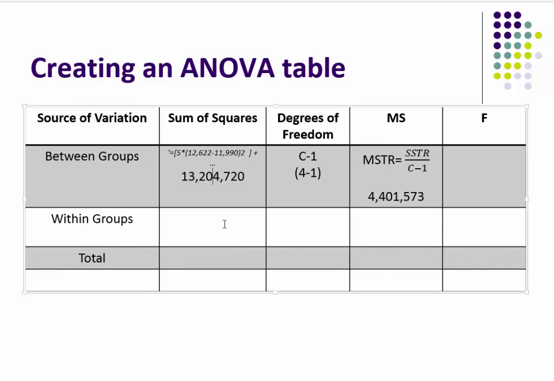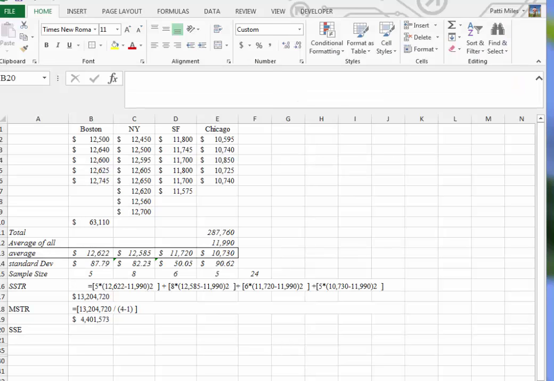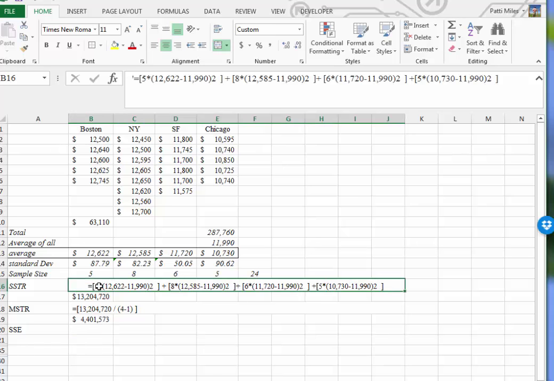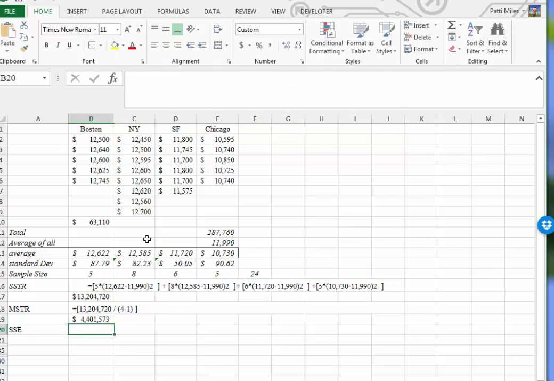So we'll go back over to our spreadsheet and we'll calculate the numbers, and then we'll bring them in here so you can kind of see where they came from. The next one is the SSE, and the SSE is the sum of square error, which is the difference between the variance of the treatments. So basically what we're going to do is do n minus 1. For here, I'm just going to grab this because it's easier, copy, and stick this in here.